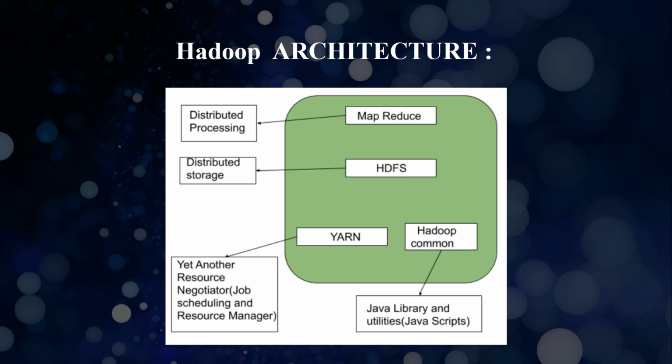Apart from the above mentioned two core components, the Hadoop framework also includes the following two modules, Hadoop Common and Hadoop YARN. Hadoop Common: these are Java libraries and utilities required by other Hadoop modules. Hadoop YARN: it is a framework for job scheduling and cluster resource management.